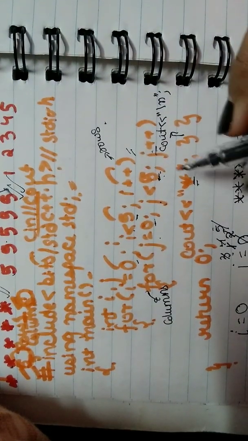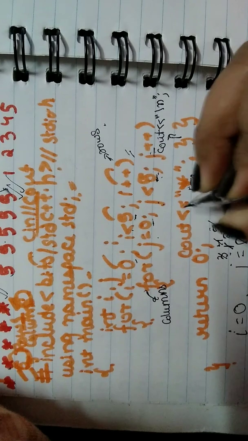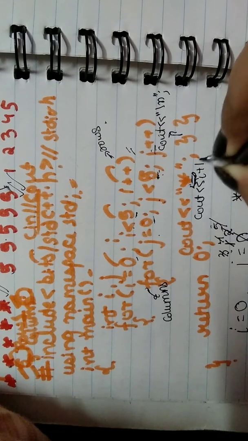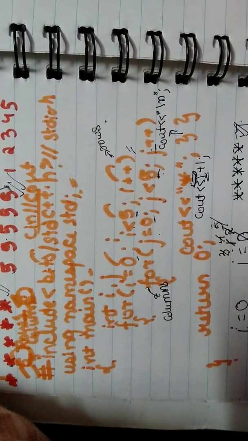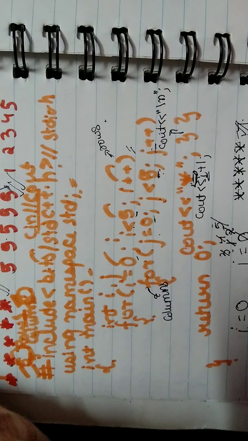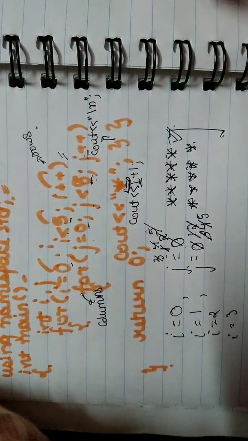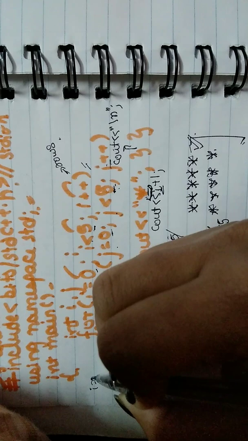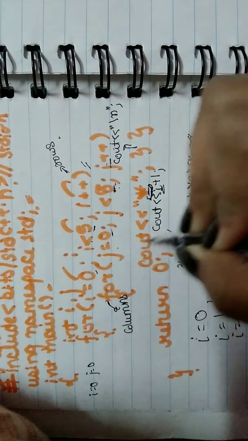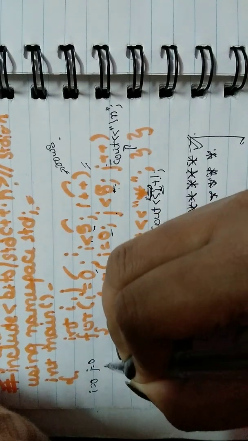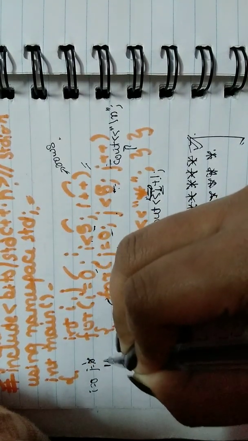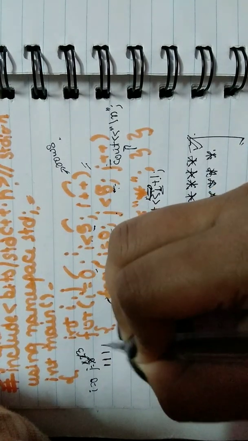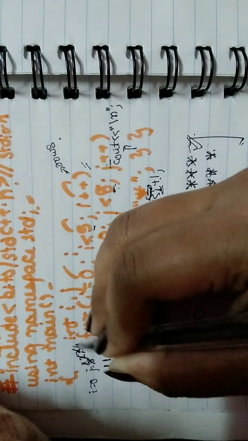What change will we do here? Instead of cout star, we will write cout i plus 1. Now what output will it give us? For the first time, we will do a simple dry run of this. When i is equal to 0 and j is equal to 0, the output will be cout i plus 1, that is 1. Now j becomes 1 and the output will again be 1. j becomes 2, the output will be 1. j is 3, output is 1. j is 4, output is 1. j is 5, the loop terminates.